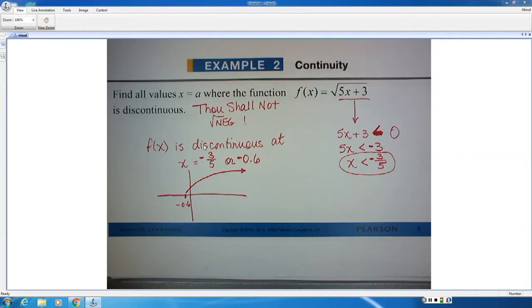Now, I want this to make sense to you. This is the one section out of chapter 11 that should make sense to you, because continuity is something that you've talked about before. Your mind kind of knows what it is. You've just not ever had to talk about using calculus to explain it.